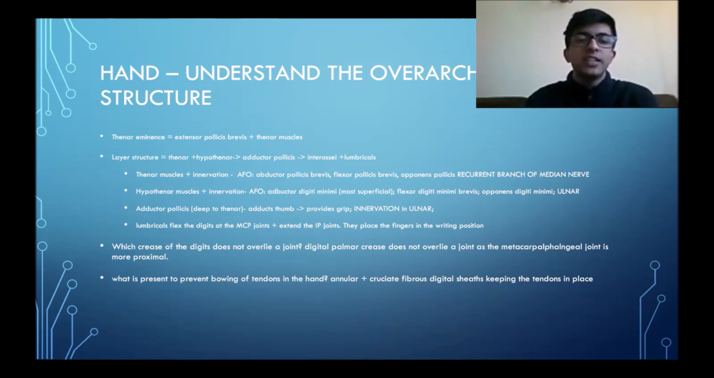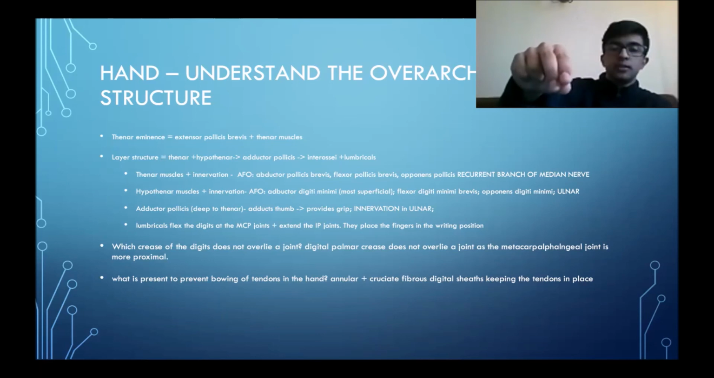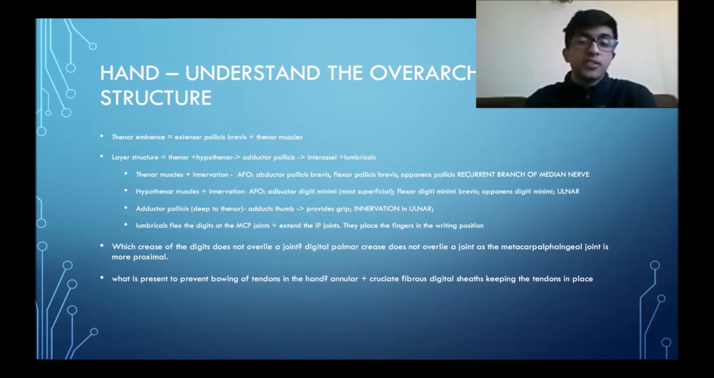Lumbricals flex the digits at the metacarpal joints, and that extends the interphalangeal joints as well. So they place the fingers in the writing position. So it's important for writing. I just think of lumbricals. That's the only thing I remember, that writing position, lumbricals.